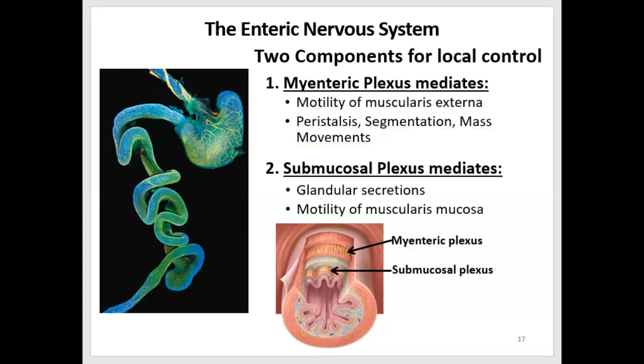The submucosa, the plexus in the submucosa, really affects more what happens in the mucosa, so the pink layer. And that is, the submucosal plexus can cause secretion of materials from glands that are in the submucosa and in the mucosa into the lumen usually, and also motility of that thin layer of muscle close to the lumen.